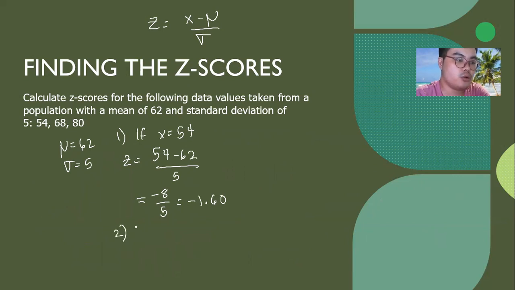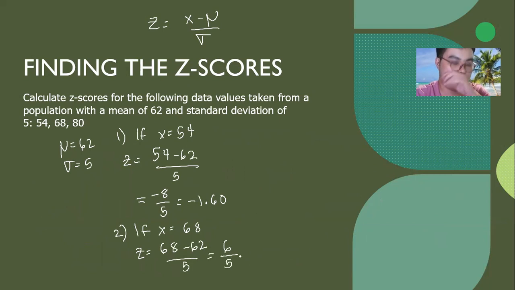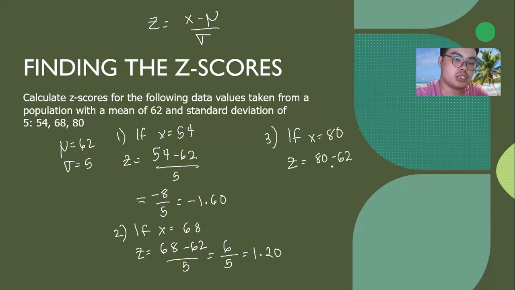For number 2, if your x is equal to 68, your z is 68 minus 62 over 5. So this will become 6 divided by 5, so the answer will be 1.20. For number 3, if your x is equal to 80, your z is equal to 80 minus 62 over 5. So this will become 18 divided by 5.